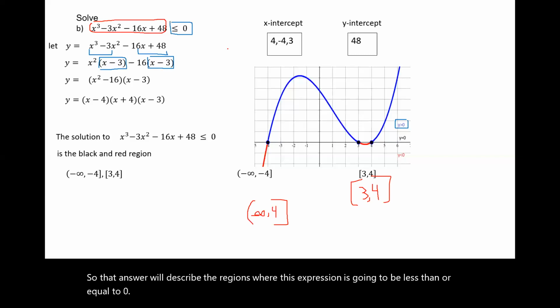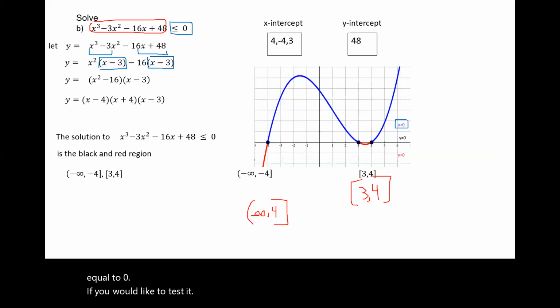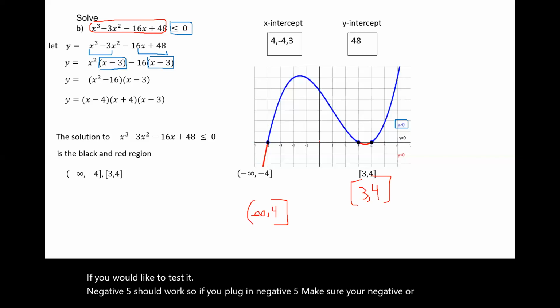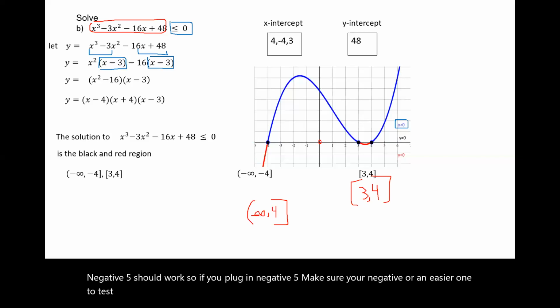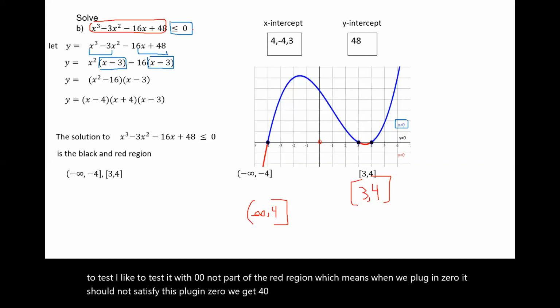If you would like to test it, -5 should work. So if you plug in -5, make sure you're negative. Or an easier one to test, I like to test it with 0. 0 is not part of the red region, which means when we plug in 0, it should not satisfy this. Plug in 0, we get 48. 48 is not less than or equal to 0, which is good, because we said it was not part of the solution.